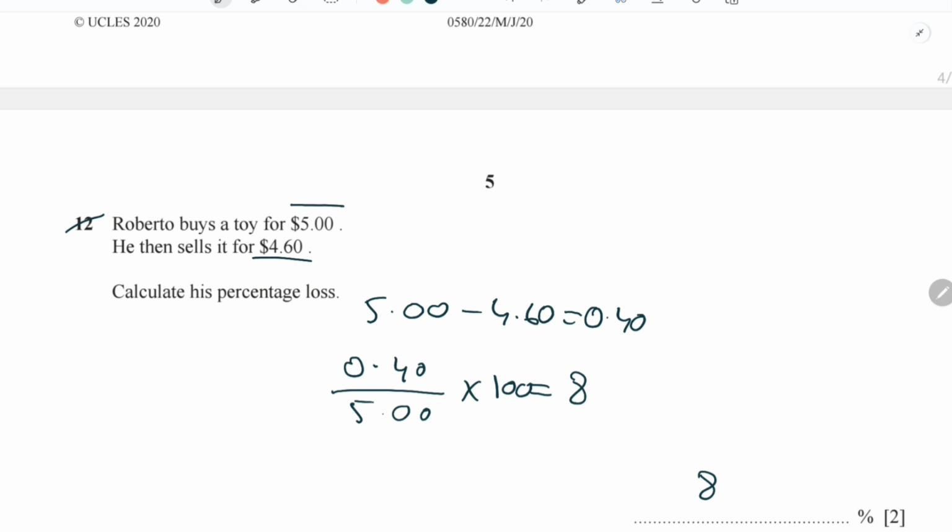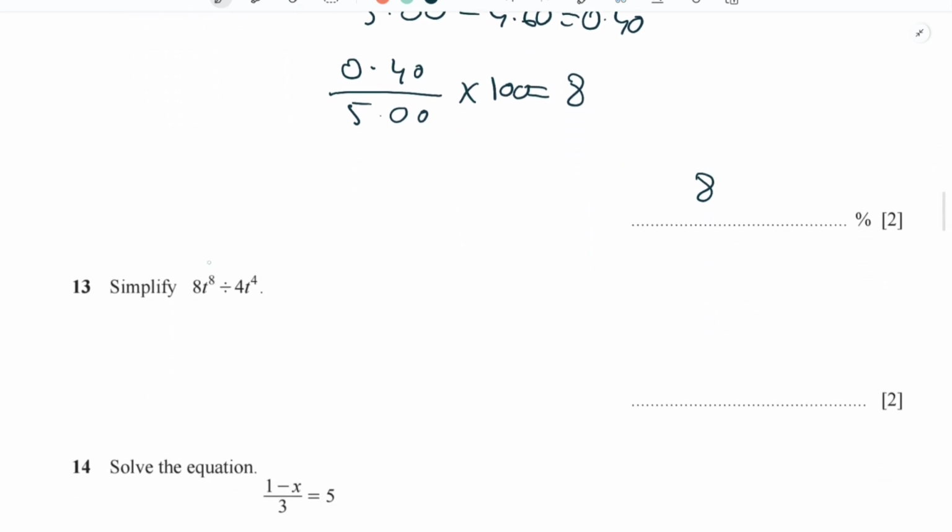Okay, now we move to the next, that is simplify 8t exponent 8 divided by 4t exponent 4. So first we have 8 over 4, right? So 4 times 1, 4 times 2, and this 4 cancels from this 8. So we get 2t exponent 4, right? 2t exponent 4. So this is the answer.